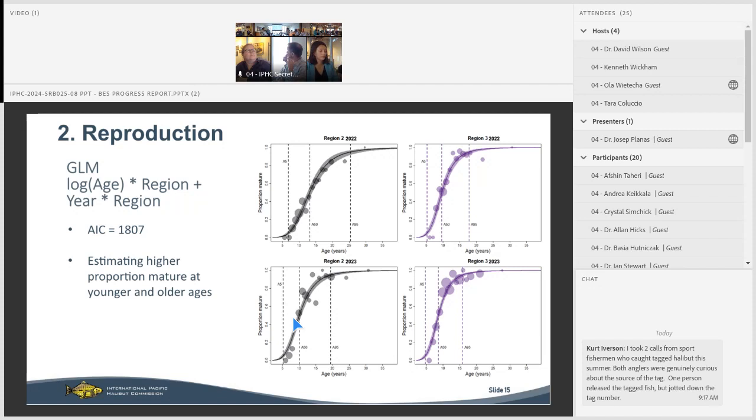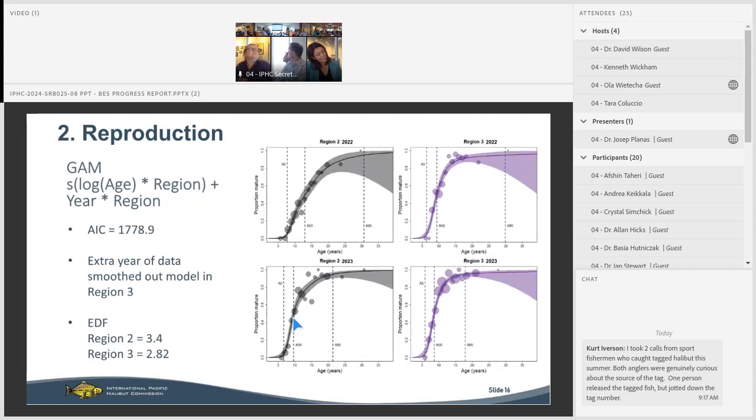So what you see here, first for the GLM, is that once again the GLM is estimating a higher proportion mature at younger but also older ages. And the A50 value, as you can see in region 2, between the 2 years, has dropped almost by like 3 years. And so now if you see the GAM model, what you can see in particular for region 3, 2022, the year effect definitely smoothed out the model.